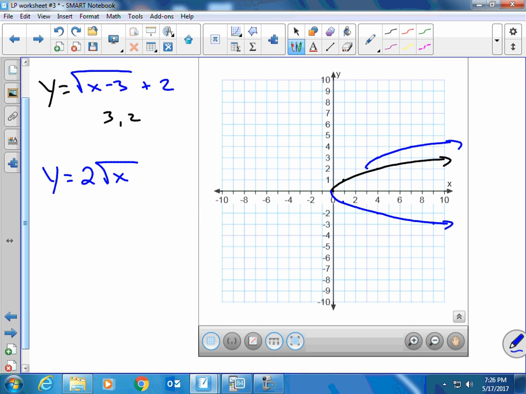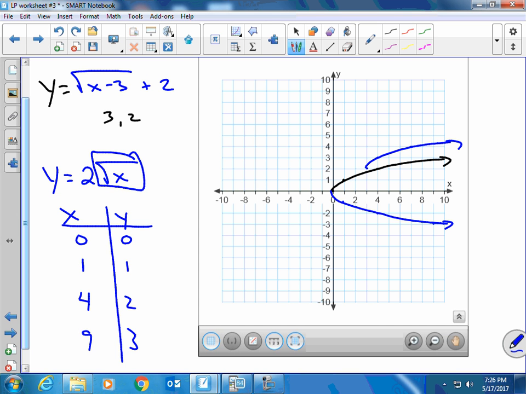It takes all the y values and multiplies them by 2. I'll use the same x values, 1, 4, 9. The square root of 1, 4, 9 gives 0, 0, 1, 2, 3, right? But now I take these answers, which are written in my column, and multiply them by 2. So my new y is going to be 0, 2, 4, 6, because this says take 2 times the square root of x, which is what this is right here.